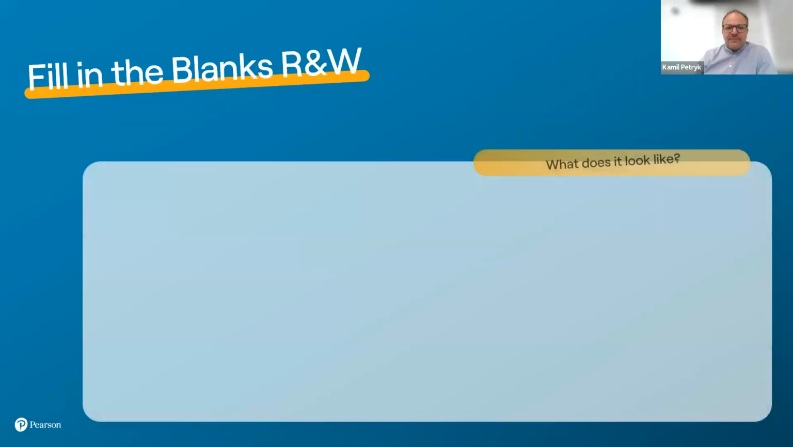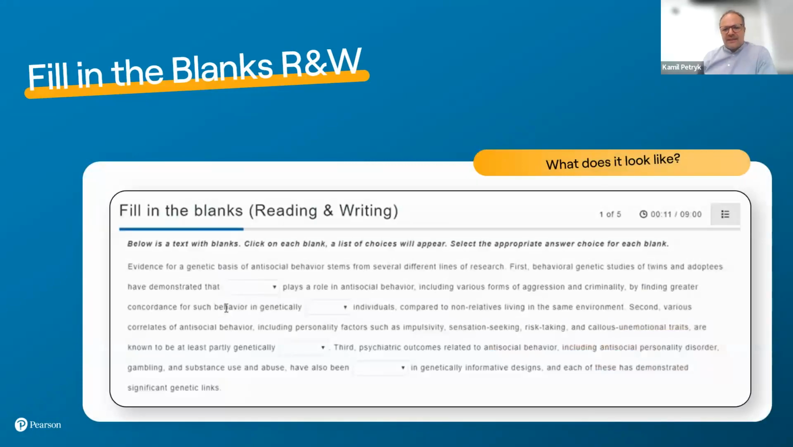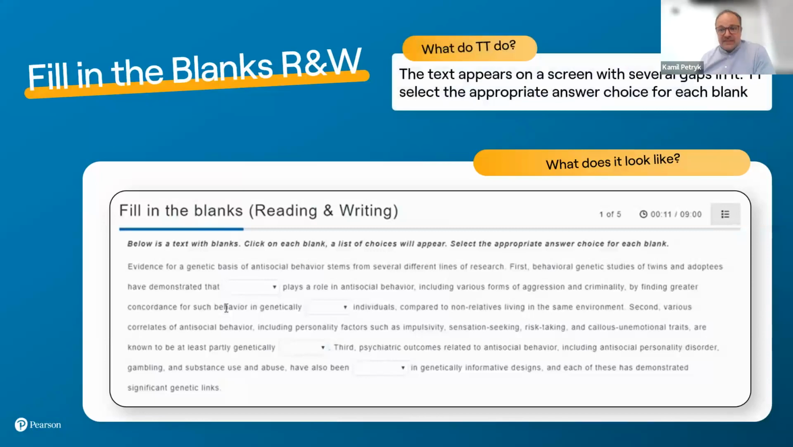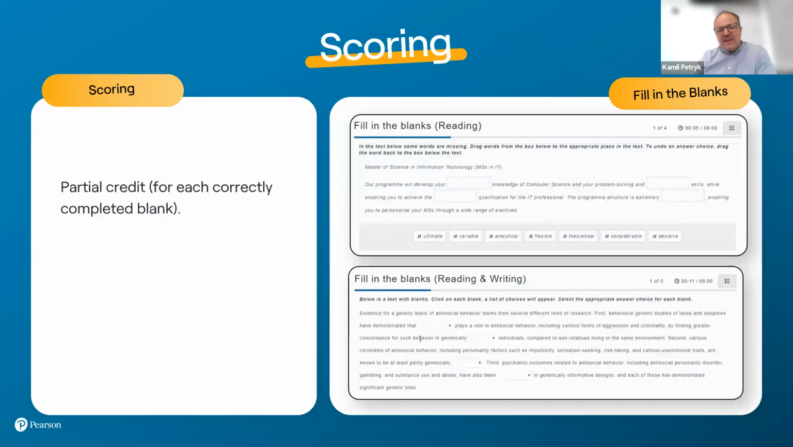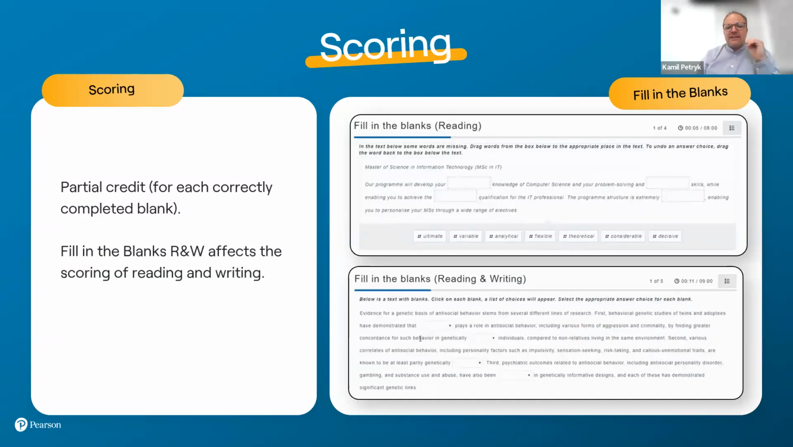And there's another fill-in-the-blanks task, reading and writing, a little bit different, where we have the text on the screen again, several gaps, and you have to select the appropriate answer choice for each blank. So, two fill-in-the-blanks tasks. When it comes to scoring, there is partial credit for each correctly completed blank, and fill in the blanks reading and writing affects the scoring of reading and writing skills. So this is what fill-in-the-blanks tasks look like.